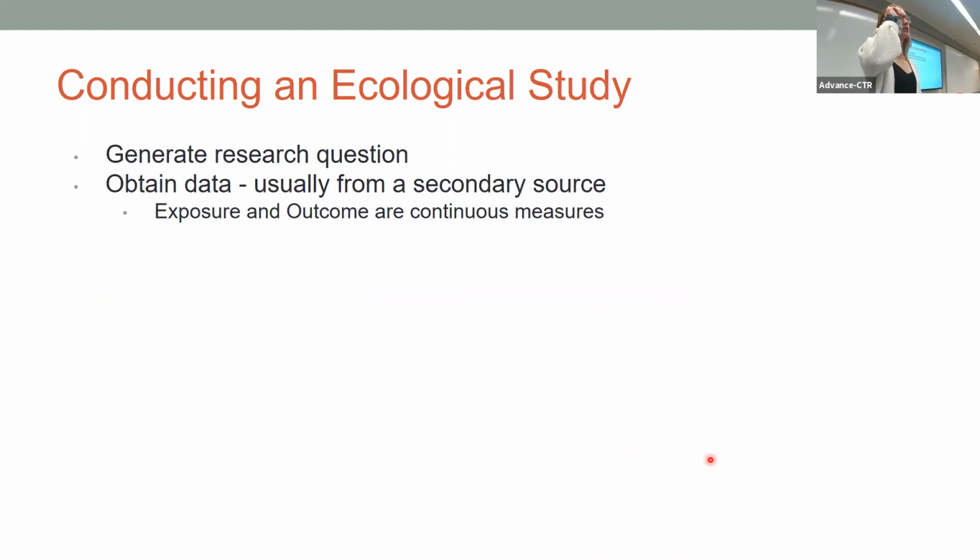So when you conduct an ecological study, you want to generate your research question. It's the first step of every study. And then you want to obtain your data. Typically, because this is group level data, this might come from a secondary source. So it might come from the census or some other data set, and you're going to use that data set to conduct your analysis. Your exposure and your outcome are typically continuous measures.